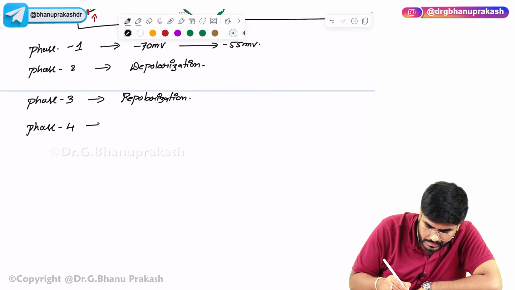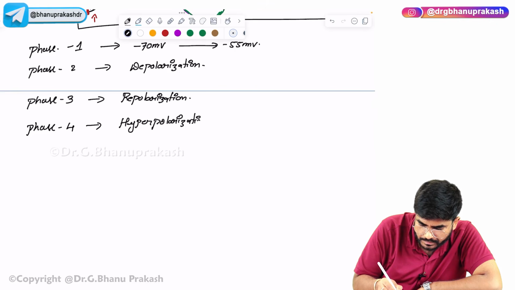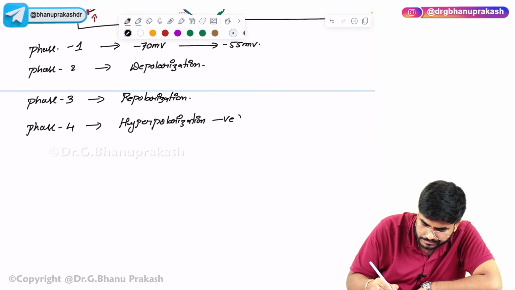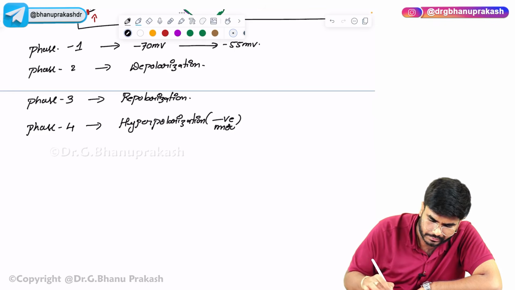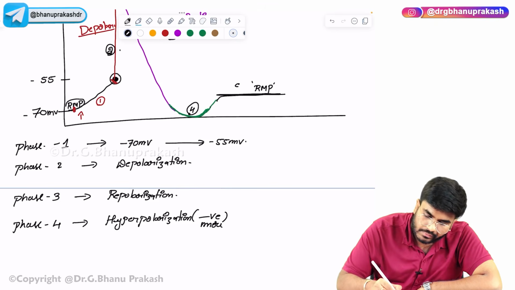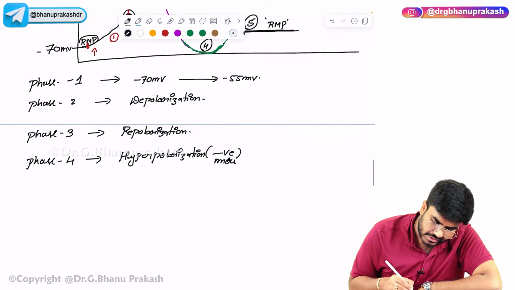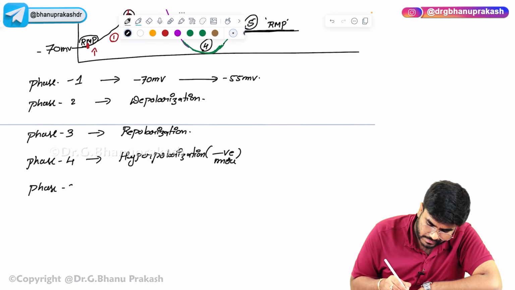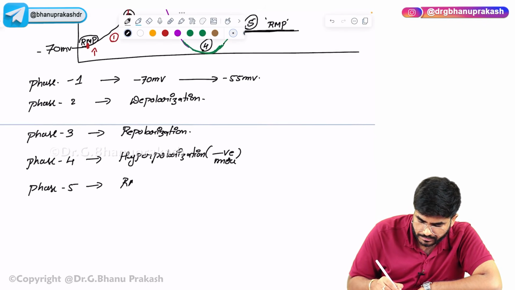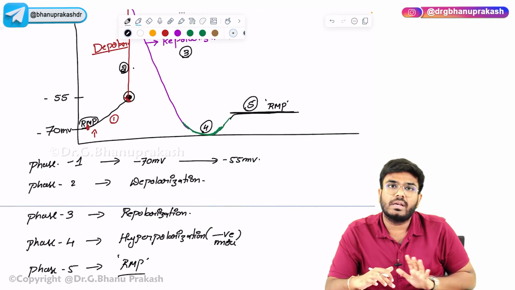Phase 4, hyperpolarization, becoming more negative. So this phase is phase 4. And again, what is the next phase? Resting membrane potential. So resting membrane potential is phase 5. So these are the phases of the action potential of a neuron.